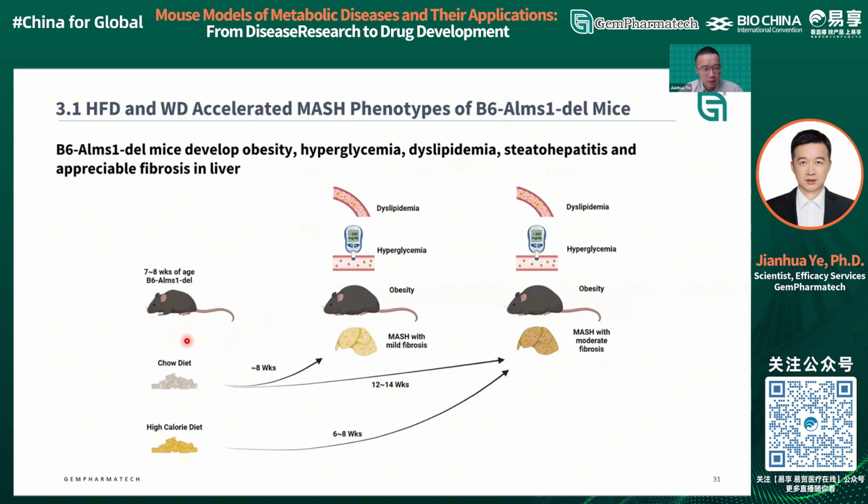When we feed these mice with chow diet, they can develop these phenotypes after about 8 weeks. They develop mild fibrosis after about 8 weeks of feeding of the chow diet. And after 12 to 14 weeks of chow diet feeding, they develop moderate fibrosis. So the time is a little bit long. And if we want to accelerate the progress of the disease, we can use a high calorie diet, like high fat diet, to induce and accelerate the phenotype. It will save us time.